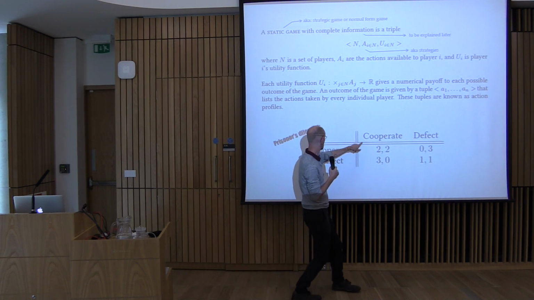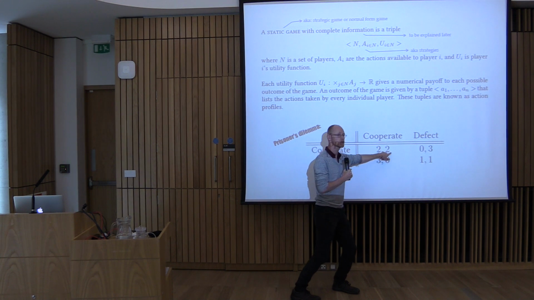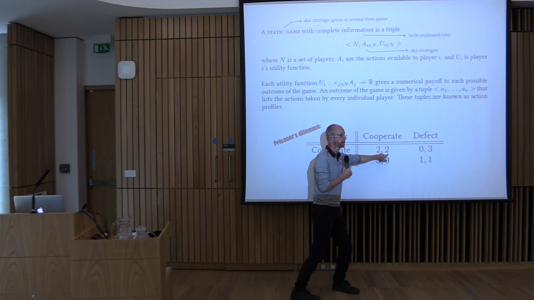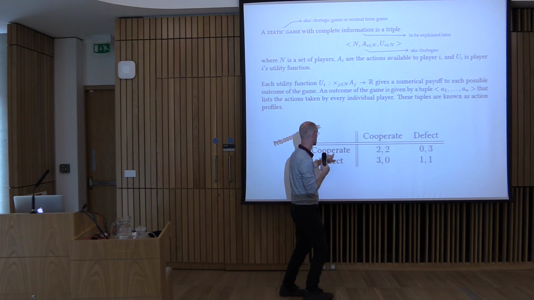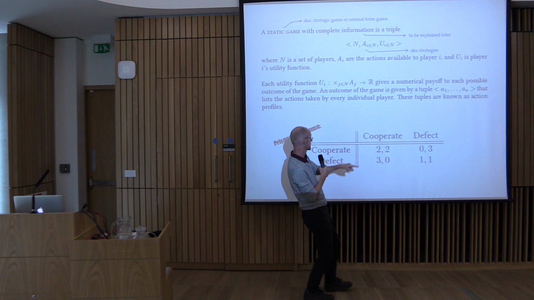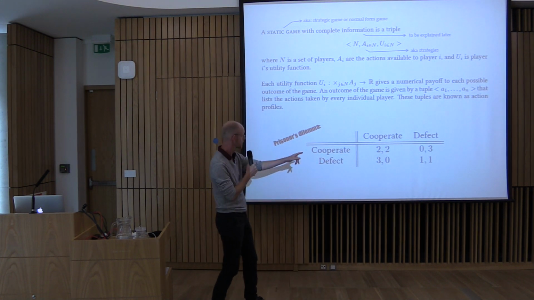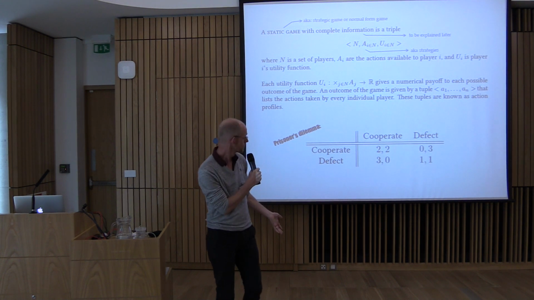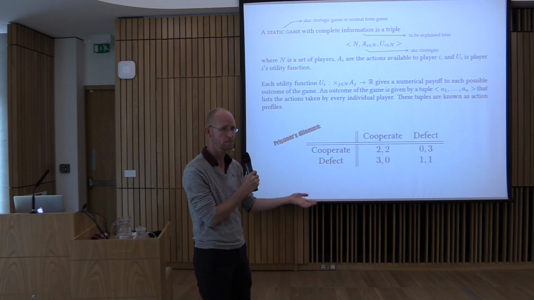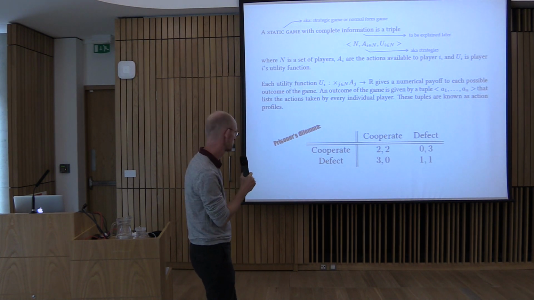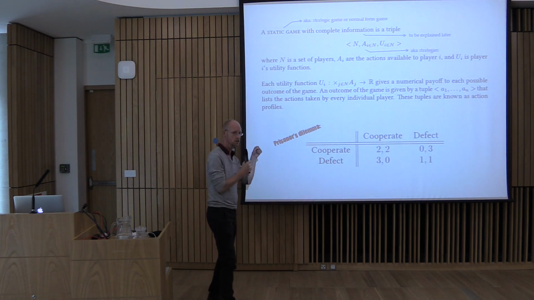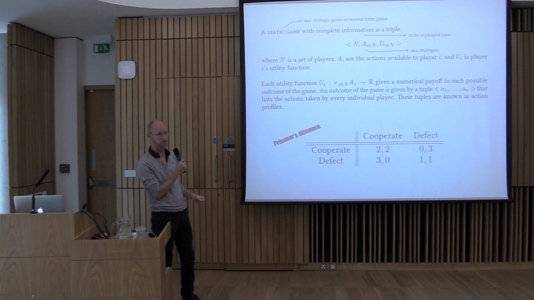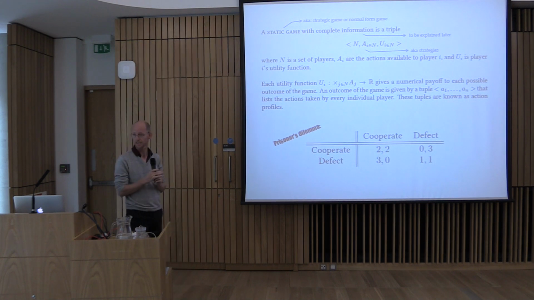Now here, if both players cooperate, then these are the utilities. This is the utility of the row player, 2, and this is the utility of the column player. For instance, if the row player cooperates and the column player defects, then the row player gets utility 0 and the column player gets utility 3, so it's better to defect in case the other cooperates. So that's the structure of the game, the structure of a static game with complete information.